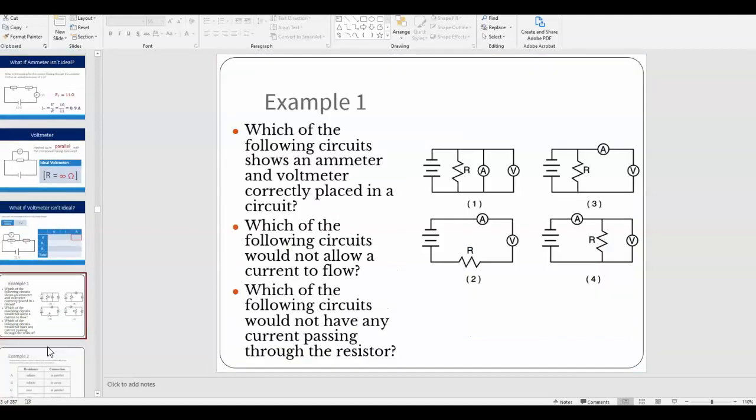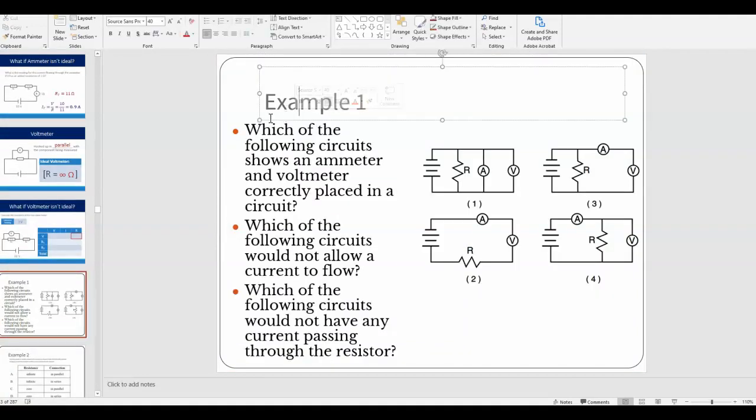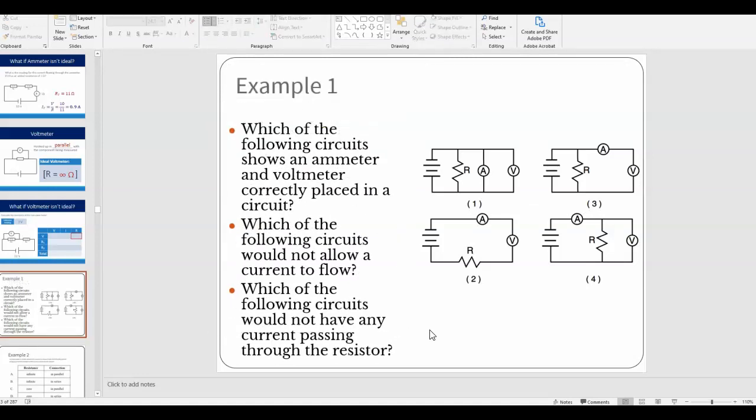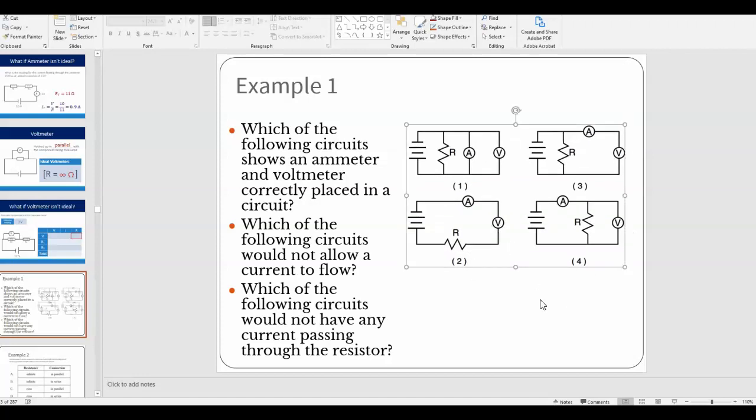All right, so take a look at example 1. This is a multiple choice question. The first part of the question says, which of the following circuits shows an ammeter and a voltmeter correctly placed in a circuit? See if you can answer that.